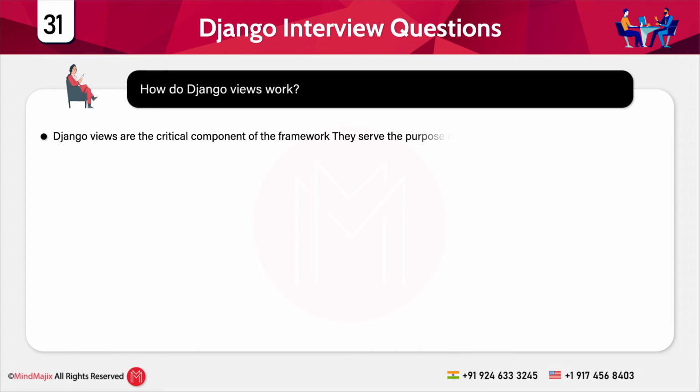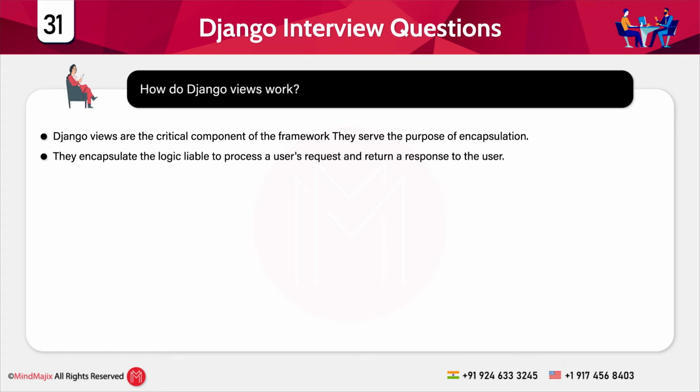Django views are the critical component of the framework. They serve the purpose of encapsulation. They encapsulate the logic liable to process the user's request and return a response to the user. Either they return the HTTP response or raise an exception such as the 404 in Django. Besides, views also perform tasks like reading records from a database, generating PDF files, and so on.